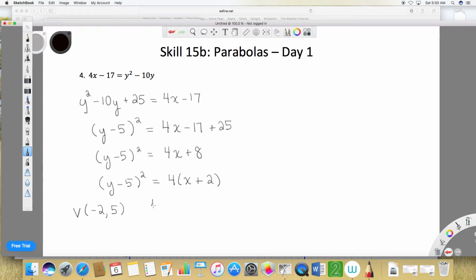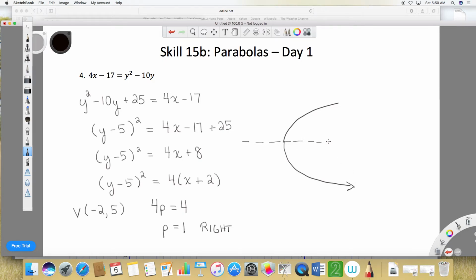The value of p can be determined by taking 4p and setting it equal to the coefficient. So p has to be 1. And remember, since y was being squared, we knew that it opened to the right or to the left. Since p is positive, I know that this parabola opens to the right. So I've got this parabola opening to the right.